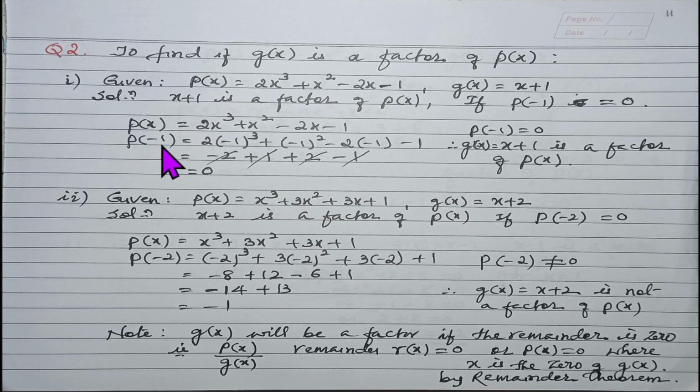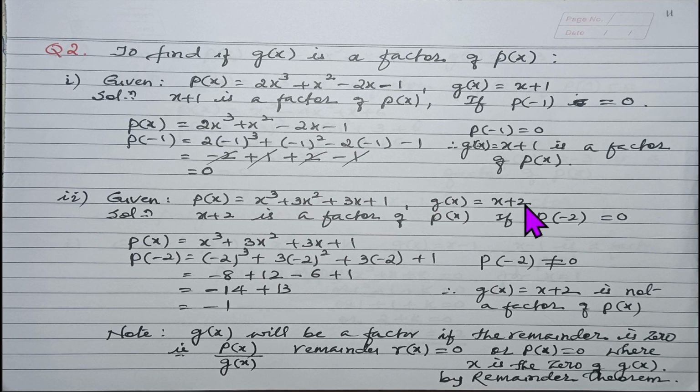So p of minus 1 we find, and if p of minus 1 becomes 0, definitely g of x is a factor, and I have found out here p of minus 1 is equal to 0, and therefore definitely g of x, or x plus 1, is a factor of p of x, and that is the correct answer. Now second example here, we are given a polynomial p of x equal to x cube plus 3x square plus 3x plus 1.